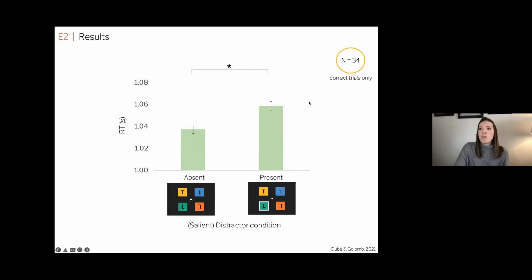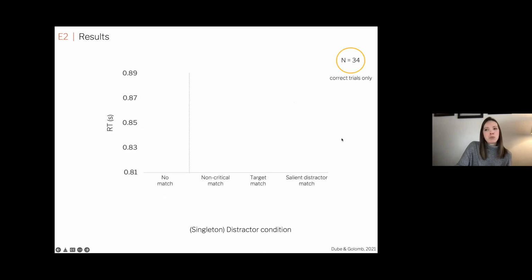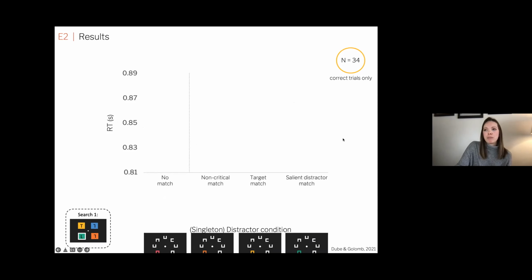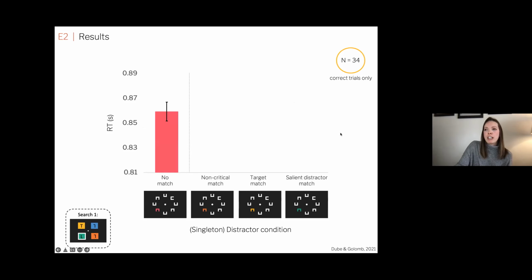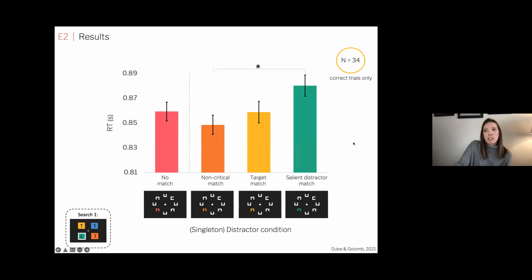So I'll start by showing you our RT results for search 1. Again, just to convince you that this salient distractor from search 1 was sufficiently distracting. So again, we're getting longer response times in the distractor present relative to distractor absent condition. Of course, what we care about is response times for search 2. So I'll remind you of our conditions here, and I'll bring up our first 3. And again, what we care about is response times in this salient distractor match condition. So are these response times slowed to a greater degree than, in particular, this non-critical match condition? And the answer is yes.